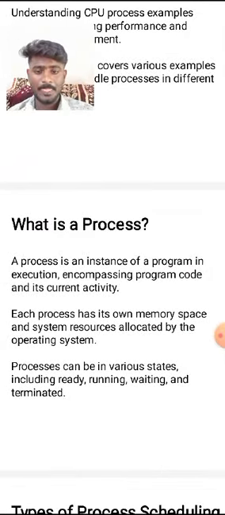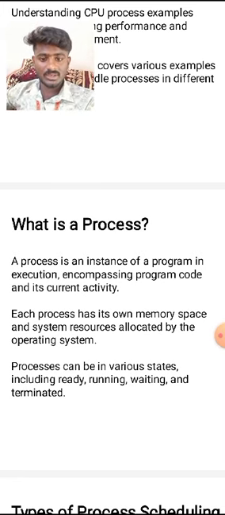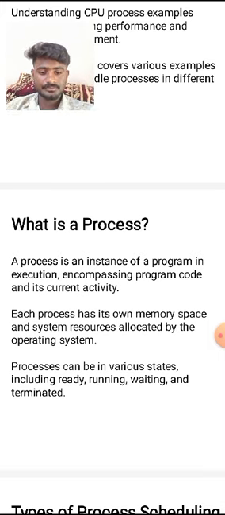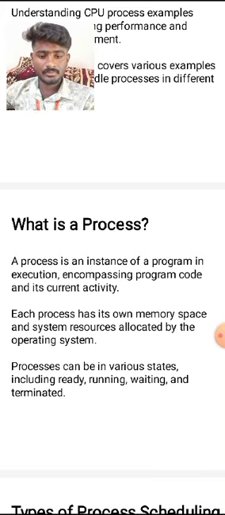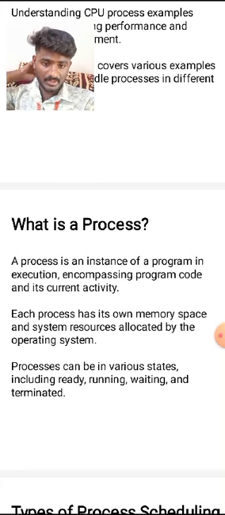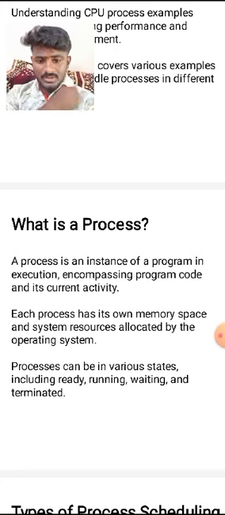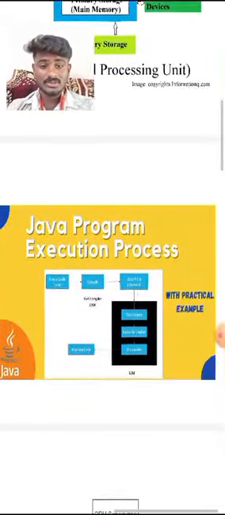What is a process? A process is an instance of a program in execution, encompassing program code and its current activity. Each process has its own memory space and system resources allocated by the operating system. A process can be in various states including ready, running, waiting, and terminated. Java program execution process.